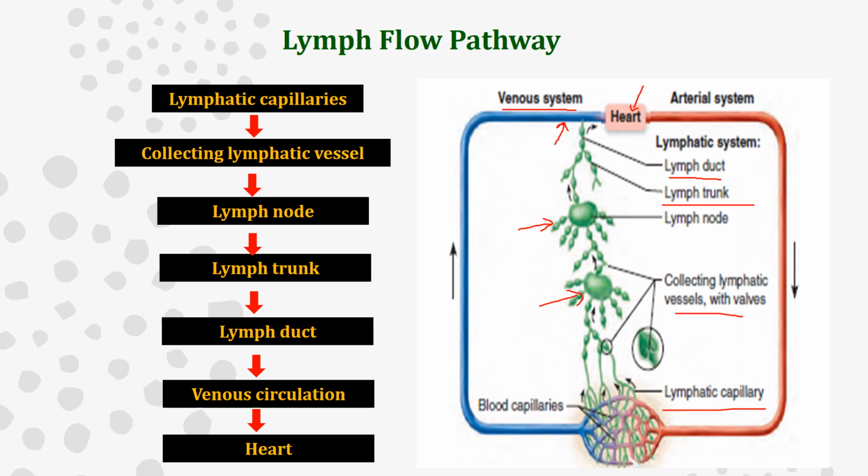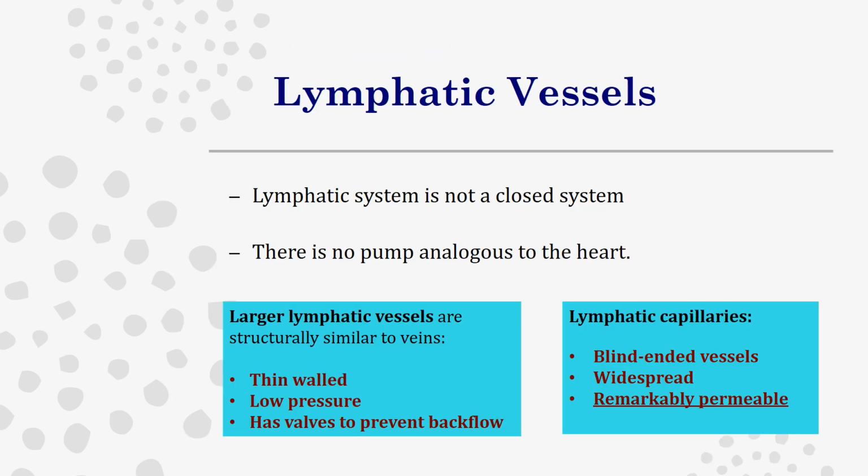So the lymphatic system is actually not a closed system, unlike the cardiovascular system, where you have a pump, which is the heart, and then a closed circulation where blood goes out from the heart and comes back to the heart. But there is no such thing as a pump in the lymphatic system that drives the whole system. So the lymphatic system relies on its vessels to ensure that all this interstitial fluid is eventually returned back to the circulation.